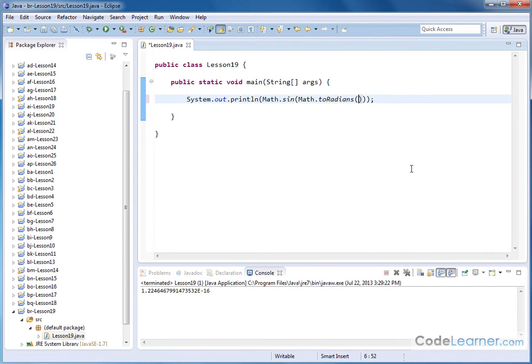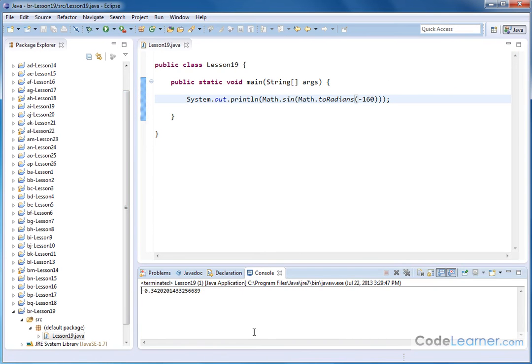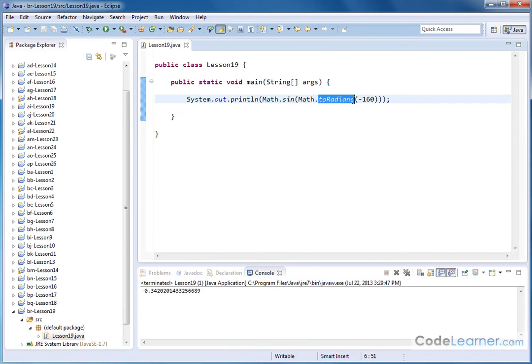But you can drop any other values here, including negative values for degrees, because it can convert those to radians as well. And sometimes you'll just get a negative answer. So sine, cosine, tangent is very easy to deal with in Java. It's just sometimes if you really want to deal with degree values, just make sure and convert it to radians first.